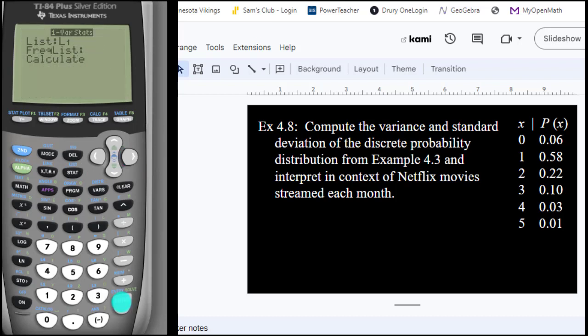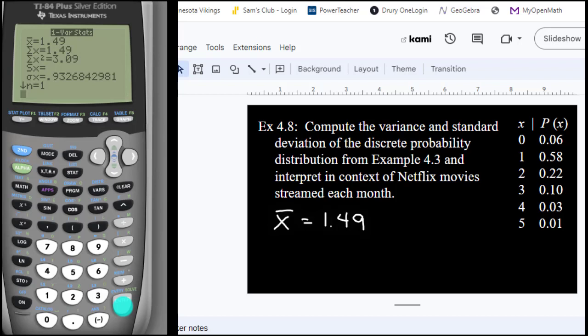Now notice the list is already L1. That's what we would want it to be. We go down to the frequency list, push second 2, and that gives us L2 as the frequency. Then we calculate this. Notice, and we already calculated this earlier, x bar, the mean of this distribution, is 1.49. We did that by hand and got that exact same answer. Then notice it calculates other stuff, but the ones we're interested in here are the variance and standard deviation.